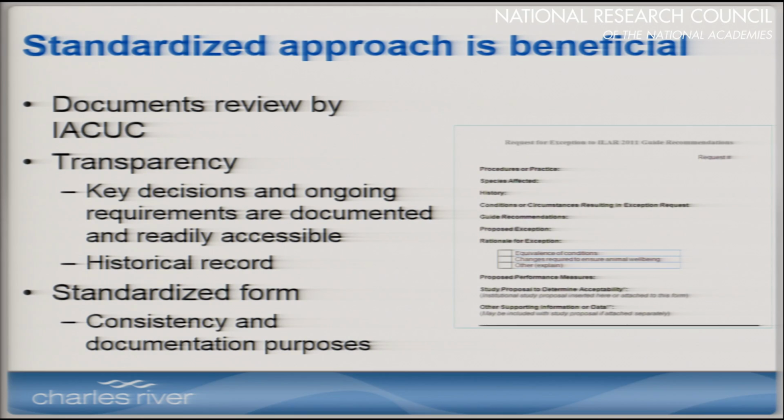So we've codified all this into a standardized approach. We think it's extremely beneficial. It keeps us on track. It creates a record through time that we can go back to and refer to. It's actually much like I think most institutions will have a formalized IACUC review process, a proposal form. We have a dedicated form for what we term variances to the guide or variances to the regulations. It provides transparency for both the committee and all involved in the process.